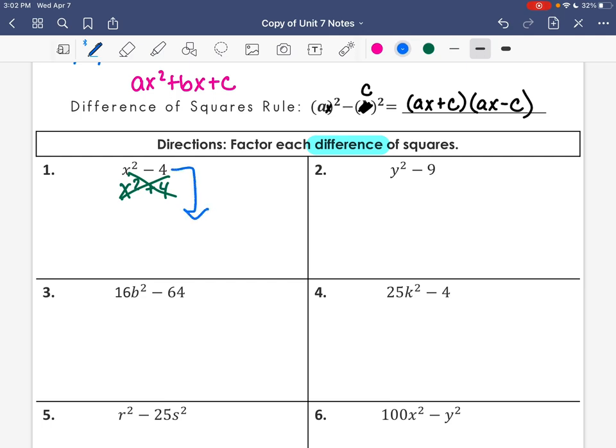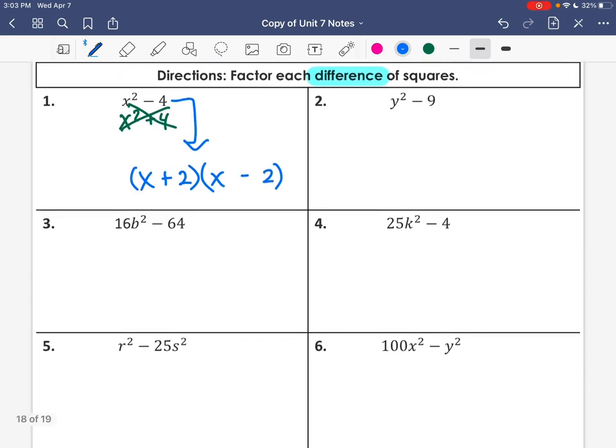All you do when you look at this is you look at, okay, x squared means that we have an x here and an x here. 4 means we have a 2 and a 2. 1 is a plus, 1 is a minus. You're done. That's literally all you do.